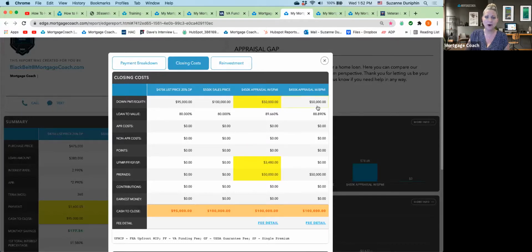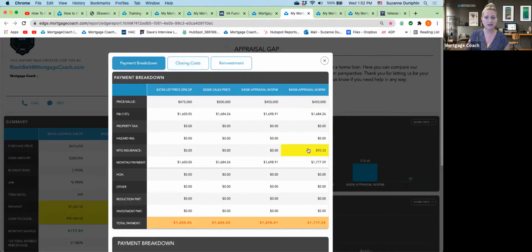This is with borrower paid monthly MI. So they're still bringing in 50 down payment, 50 grand to bridge the gap, but they're still bringing in the same amount cash to close. Okay, and let's look at that paid monthly in the payment breakdown. That's that extra almost $100. Okay, so it ups their monthly payment just a little bit. Should still be able to swing.